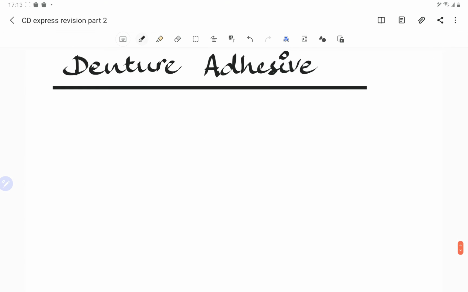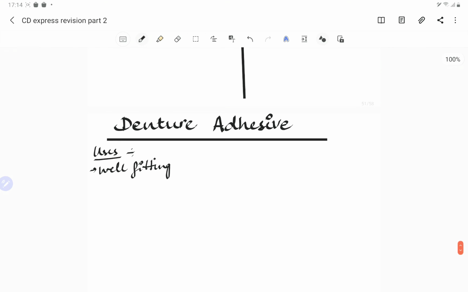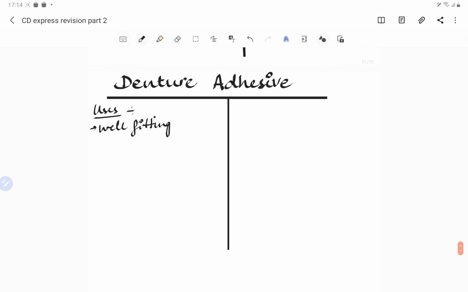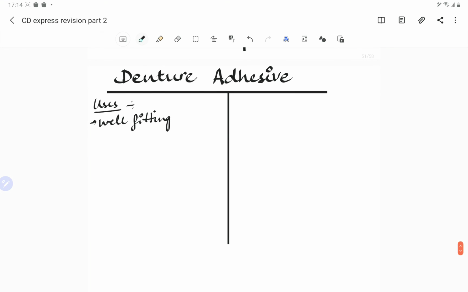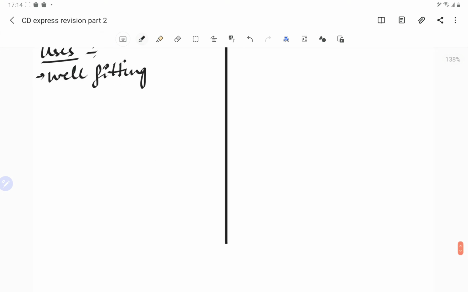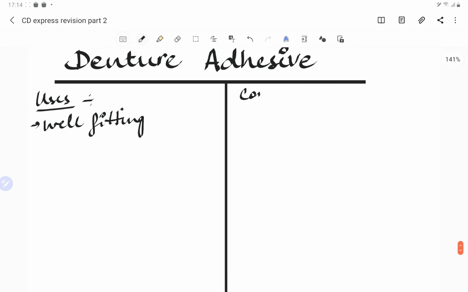So talking about denture adhesives. Denture adhesives are used for well-fitting denture. I know that you people give the denture adhesive in case of ill-fitting denture. Now let me tell you something, what are the contraindications? I will write the contraindications as well. So what are the contraindications of denture adhesives?